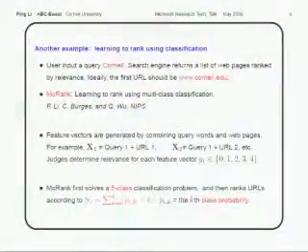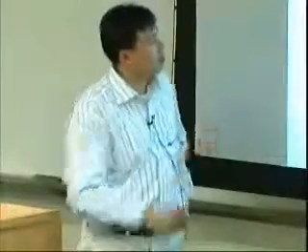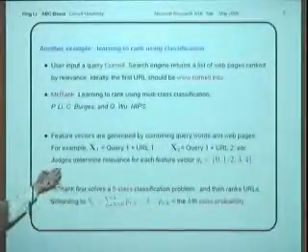The next slide is just a brief review of what we did in 2006 and 2007. When we do ranking, we can use classification to do ranking. For example, MC rank is learning to rank using multi-class classification. This was done with Chris Burges and Qiang Wu. To do classification, we need the X and the Y. Y is the response, and X is the feature vectors.